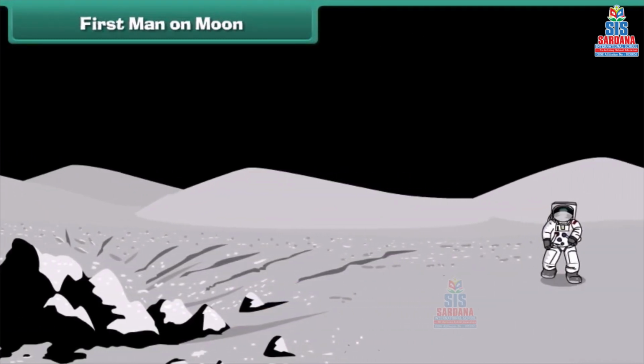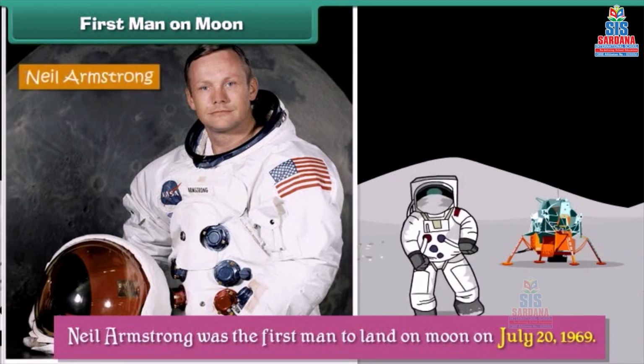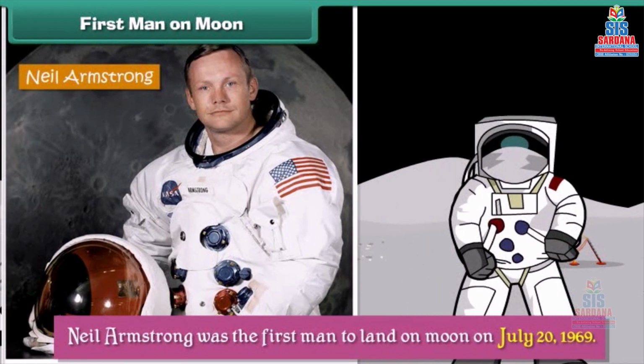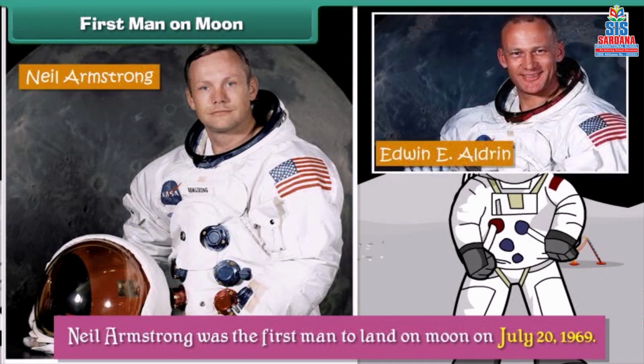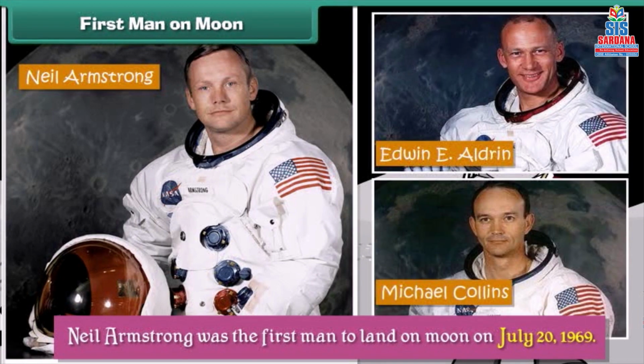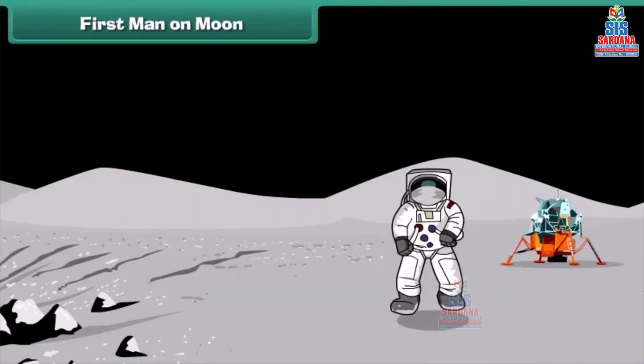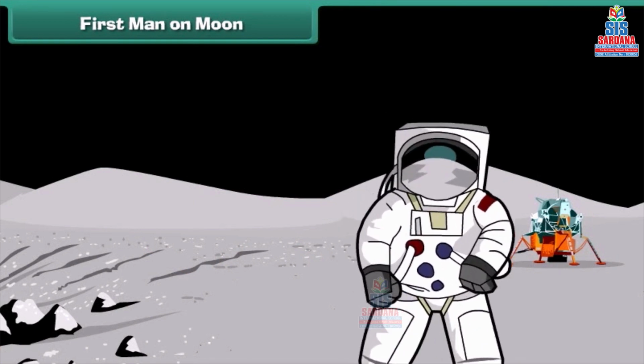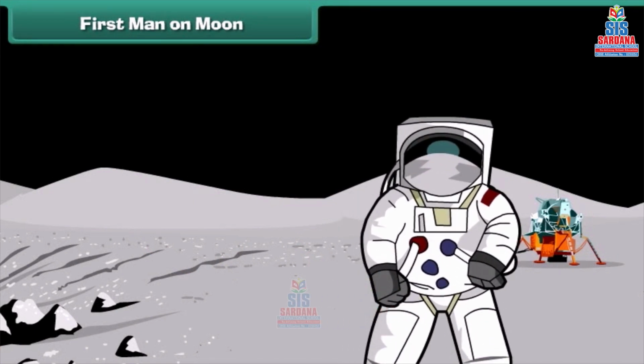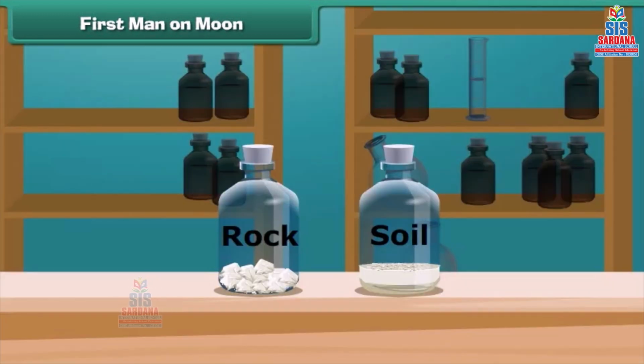First man on Moon. Neil Armstrong was the first man to land on Moon on July 20, 1969. Edwin E. Aldrin and Michael Collins accompanied Neil Armstrong. All 3 went to the Moon as part of a mission named Apollo 11. They were dressed in specially designed spacesuits and carried life support systems on their back. They performed several experiments on the Moon and collected samples of soil and rock for further research on Earth.